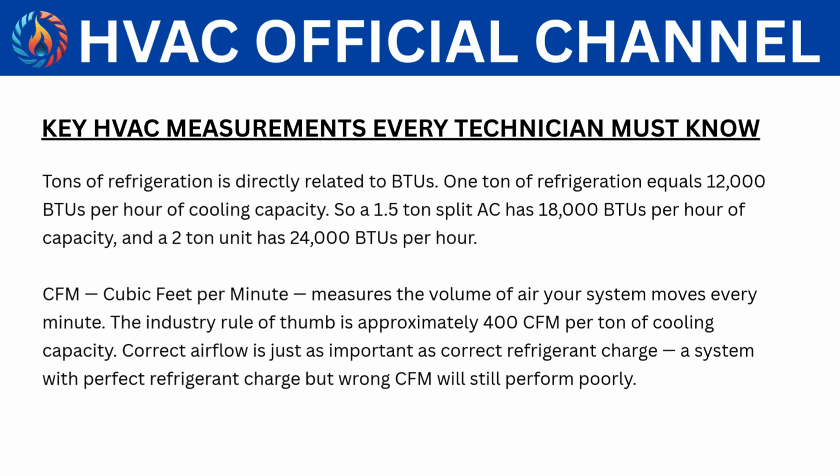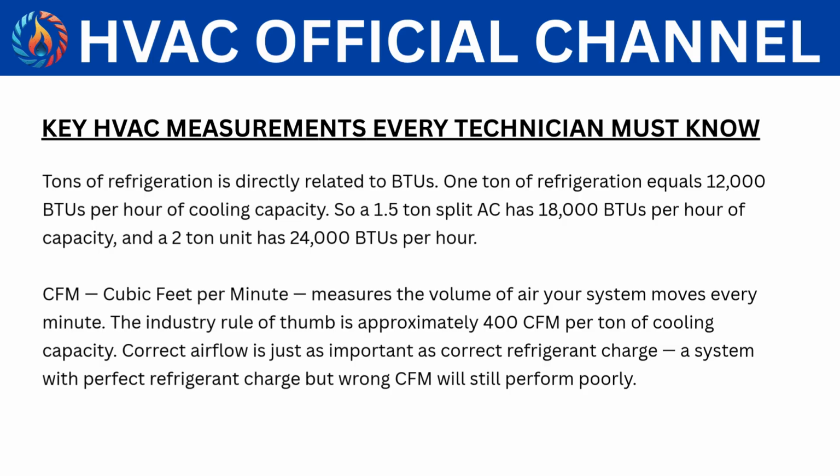Tons of refrigeration is directly related to BTUs. 1 ton of refrigeration equals 12,000 BTUs per hour of cooling capacity. So a 1.5-ton split AC has 18,000 BTUs per hour of capacity, and a 2-ton unit has 24,000 BTUs per hour. CFM, cubic feet per minute, measures the volume of air your system moves every minute.